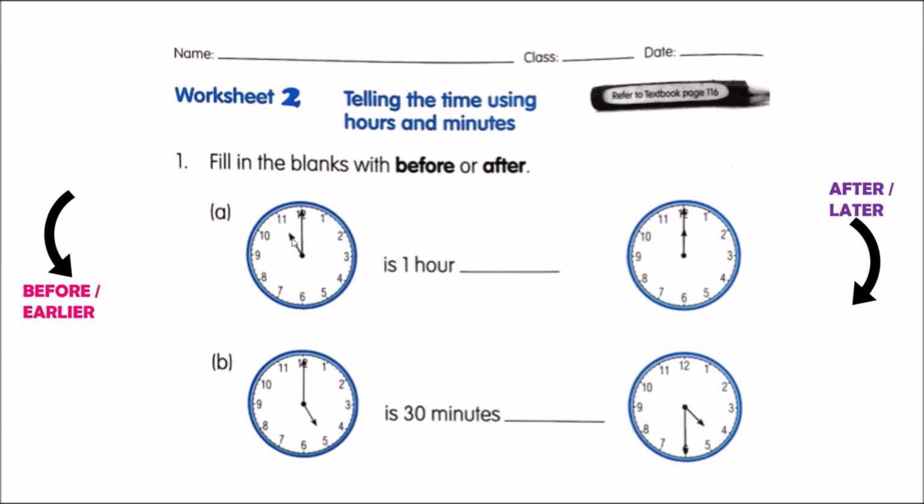Which way did the little hand move? Did it go from the 12 this way? Or did it go from the 12 back to the 11 this way? 11 o'clock will be 1 hour before. It's this direction. It's before 12. And 1 o'clock is after 12.